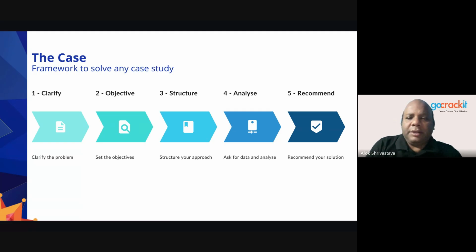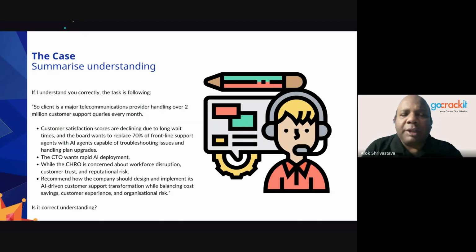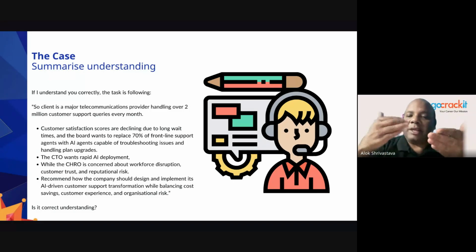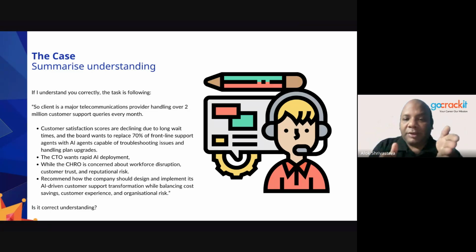So let's look at the clarification step. You need to do two things here. The first step is to paraphrase whatever you heard to make sure that you have heard it correctly. You might say, okay, if I understand you correctly. When a case is given to you, you should start taking notes. Once the case problem is completed, look at your notes and read it out: this is what I understood from this case. Is it a correct understanding? Did I hear it correctly, or is it something which I missed?